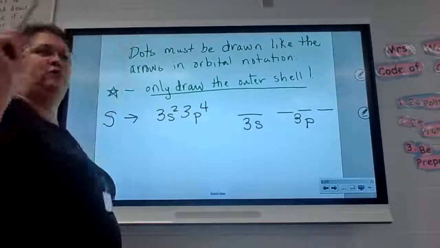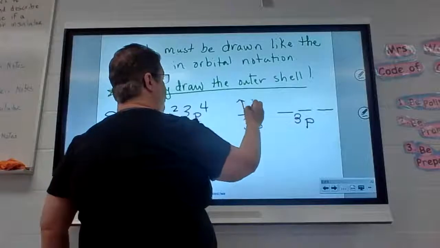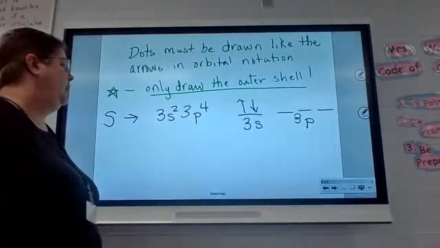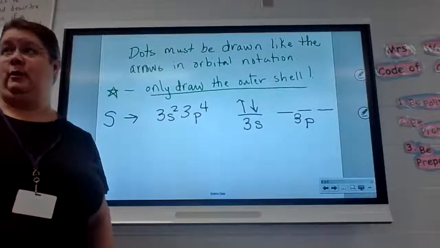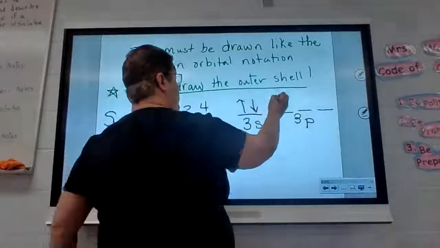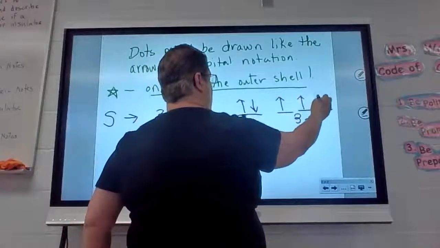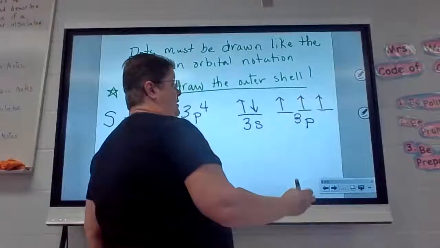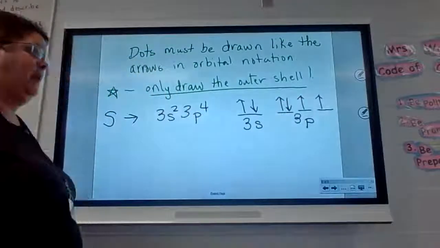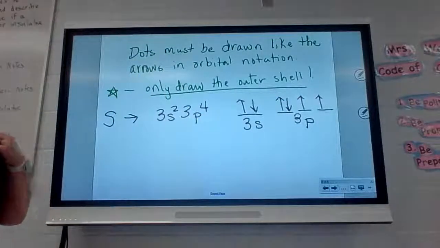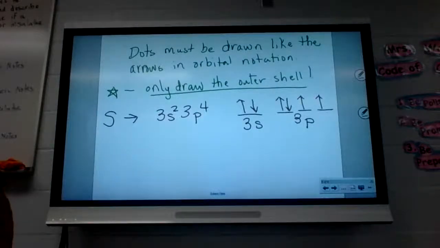Now, how many arrows do we have on 3s? How do those 2 arrows look? Up and down. I'll even draw real arrows for y'all today. Okay. How do the 4 arrows look on 3p? 2 on the first 2. Okay, so up, up, up, and somebody had to share. So when we draw our dots, they have to look the same way.